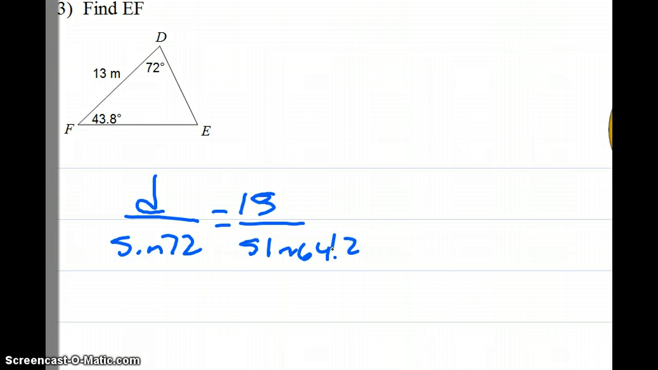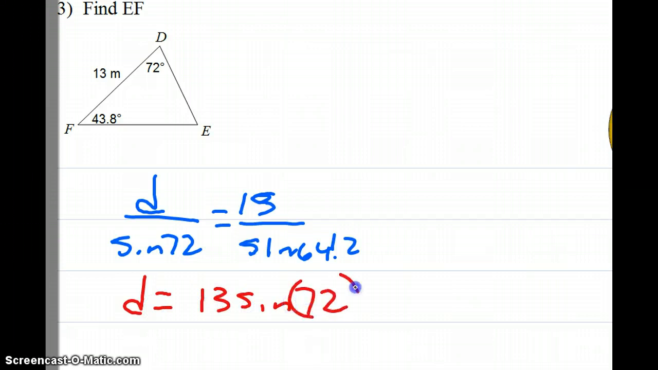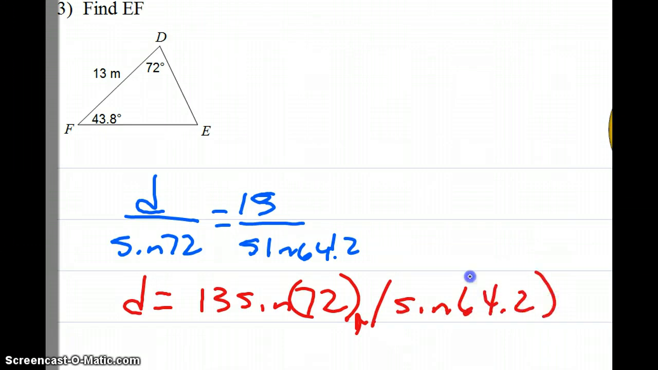Now we want to cross multiply, solve for D. This time solving for D is a little bit easier because all you got to do is cross multiply. Again, make sure that you close your sine of 72. And we don't have to do anything extra because this is what D equals. And that's it for your law of sines.